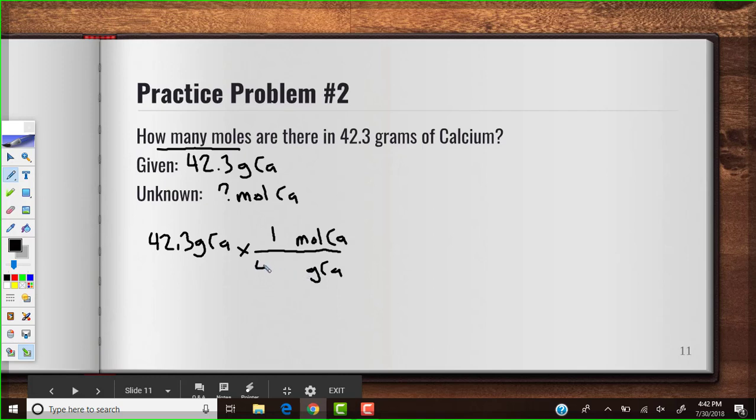So we're going to have 40.08 grams of calcium for every 1 mole. My units of grams of calcium cancel, leaving me moles of calcium, which is good because that's what we want for our answer. So let's plug into our calculator and solve. We're going to take 42.3 and divide that by 40.08.